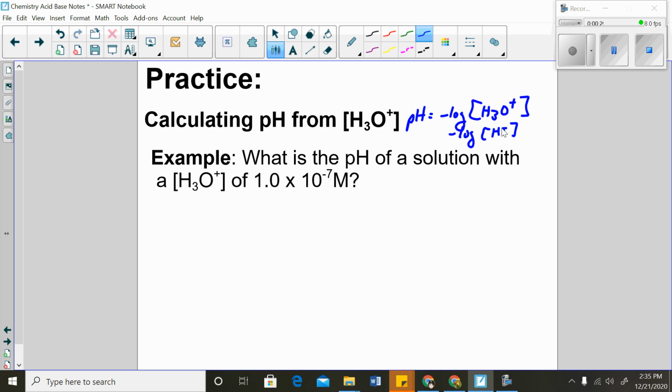That also works as well, but my particular habit is H3O plus. That's what I'm going to stick with. But both are valid. Okay, let's try an example. It says, what is the pH of a solution with a hydronium ion concentration of 1.0 times 10 to the negative 7th molarity? So first thing you do is write the equation.